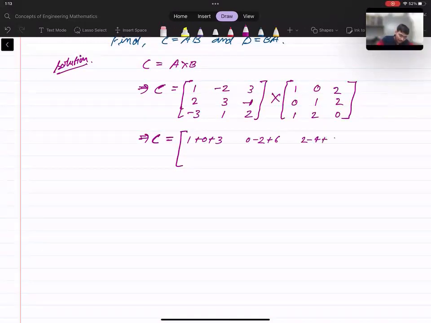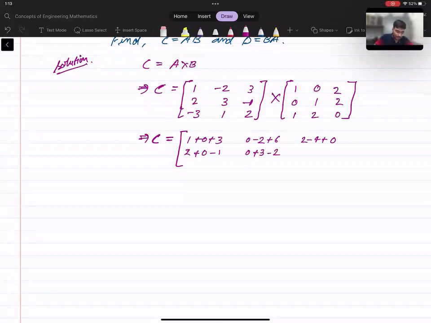Okay. Similarly, in the second row, we will have the second row of A multiplied by first column of B first. So this will be 2 into 1 is 2, then 3 into 0 is 0, then -1 into 1 is -1. And now we will have to multiply the second row of A with second column of B. So this will be 2 into 0 is 0, then 3 into 1 is 3, and then we have -1 into 2 is -2. Okay.